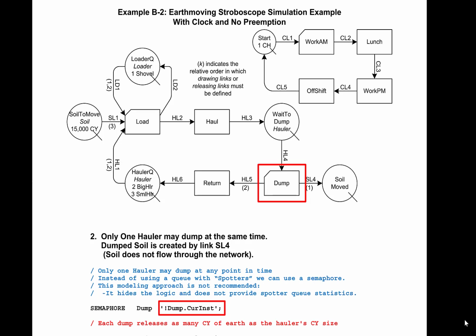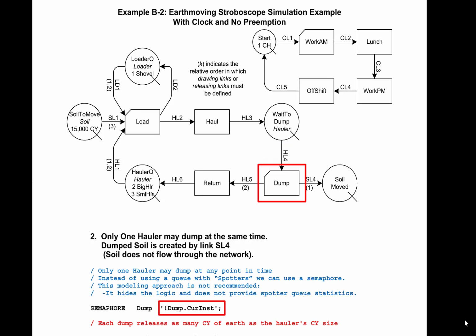Putting a logical not operator in front of either a 0 or a 1 will return the value 1 or 0 depending on the case. So if there are no current instances, not 0 will give us the value 1, which is true, so the semaphore for activity dump will be true, and activity dump might be able to start if there is a hauler in the queue wait to dump.